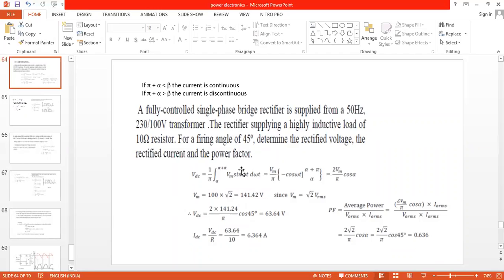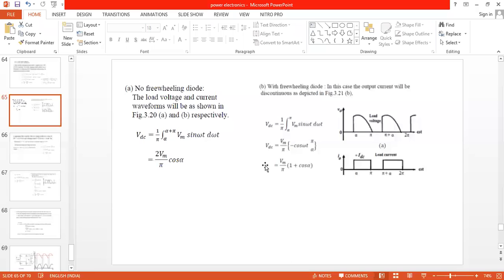Anyone tell me, what is the formula of a fully controlled converter with a freewheeling diode? Any student, what is the formula? With a freewheeling diode, for the fully controlled converter, the formula becomes Vm by pi into 1 plus cos alpha. You can see, for clarification, I have the next slide. Without a freewheeling diode, the output voltage is less. With a freewheeling diode, the output voltage is more and it is equal to the resistive load. So remember one point: for an inductive load with a freewheeling diode, the output voltage graphs are equal to the resistive load values.